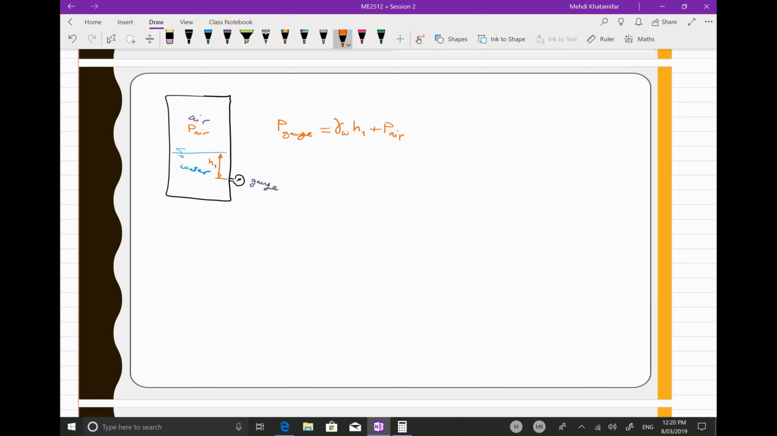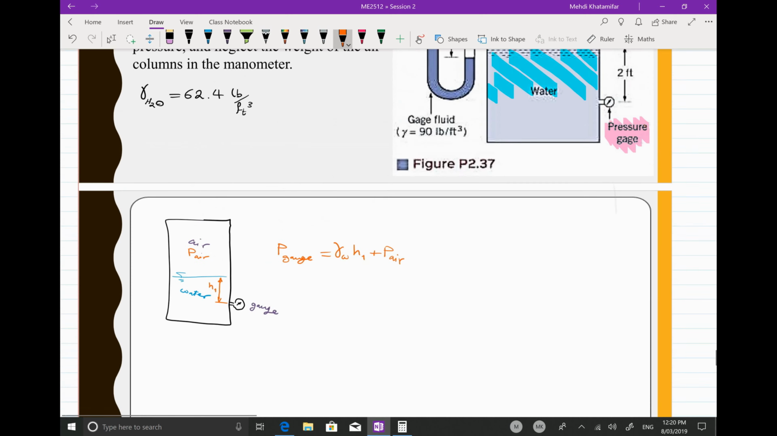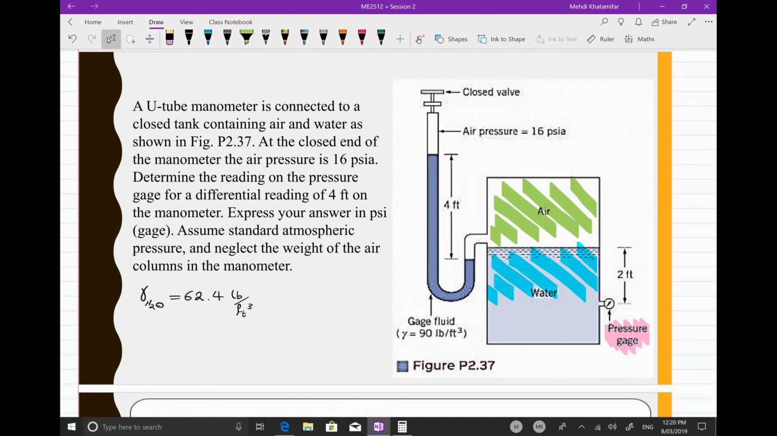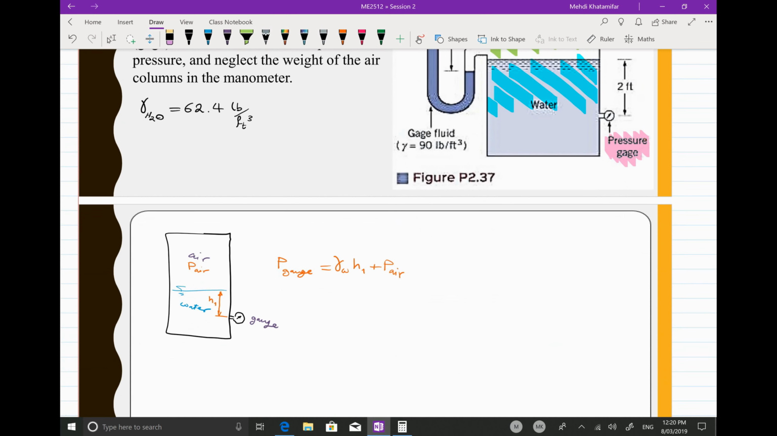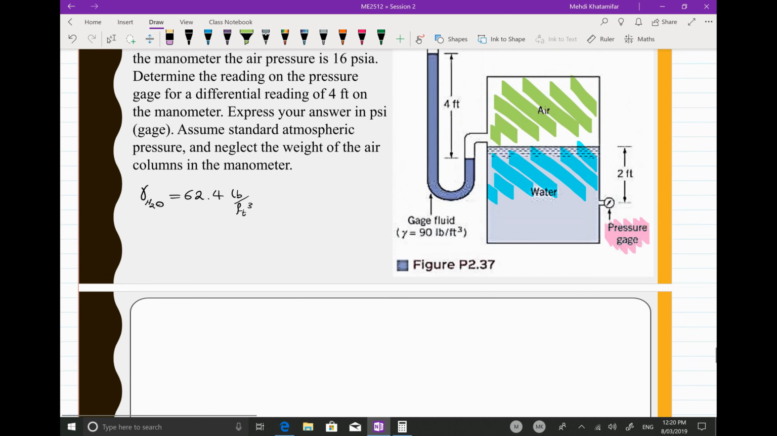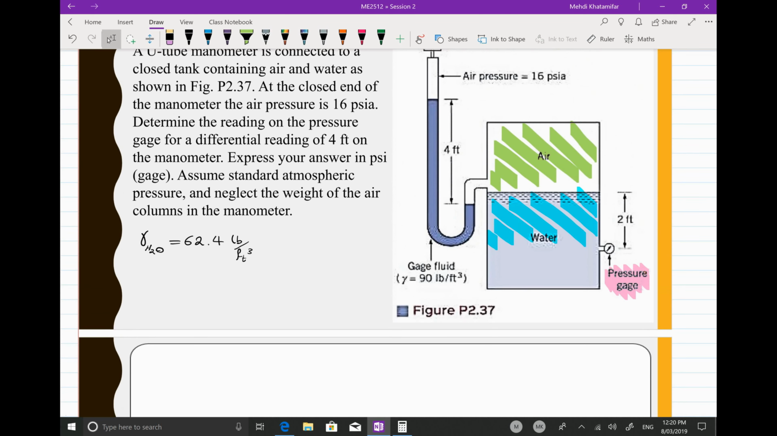But for this question, the air pressure is not given. Instead, it says we connected this air to the manometer to read the pressure. So let's get rid of this part, but all the calculations are going to be exactly the same. I'm going to follow the same rule: the summation of pressure of the liquid water, that 2 feet of water, plus pressure of the air. But air pressure is going to be found by using this manometer here.